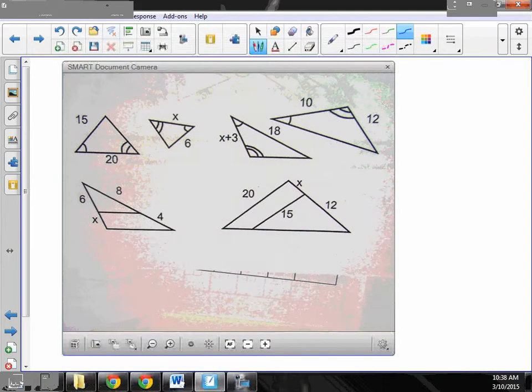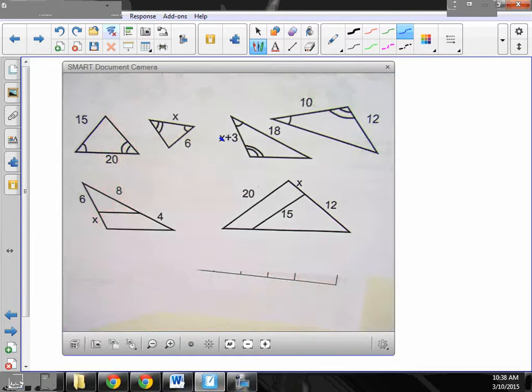Okay. So that x would be 12 in order for those triangles to be similar. All right, now down here, these two triangles are similar if the lines are parallel. And I'll show you why.